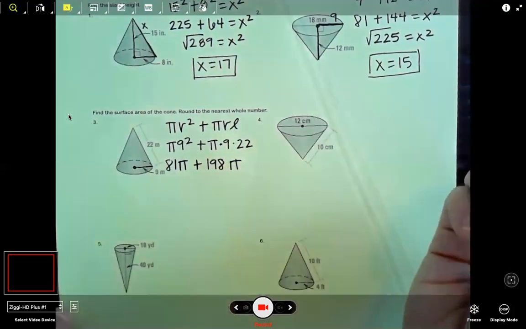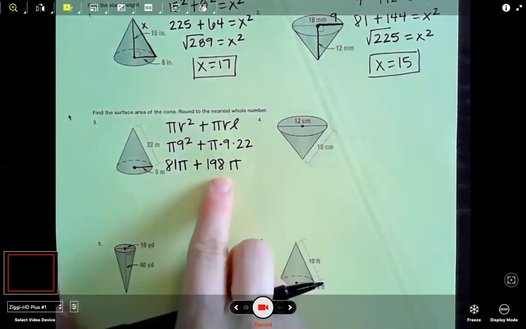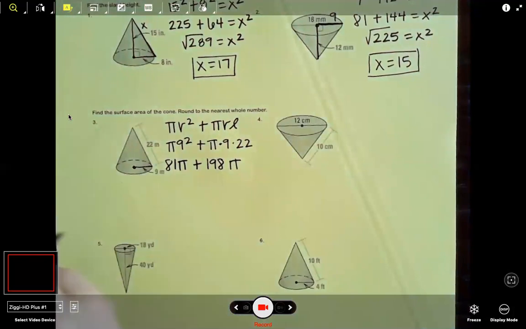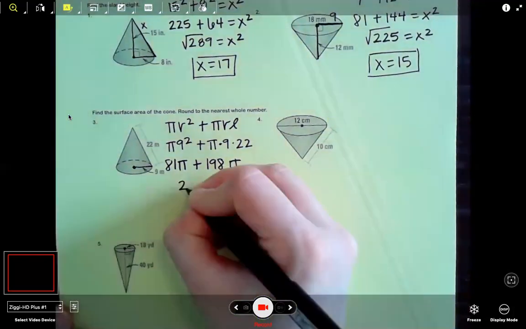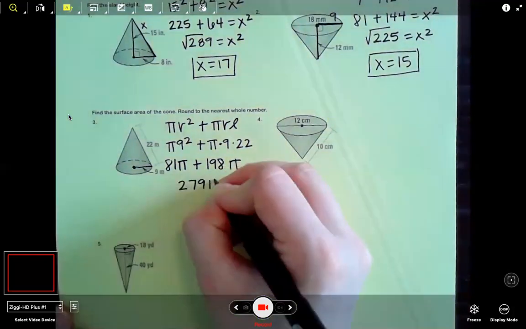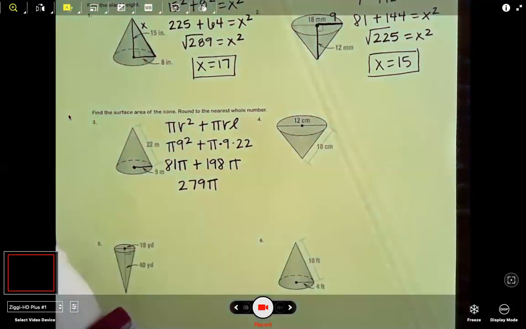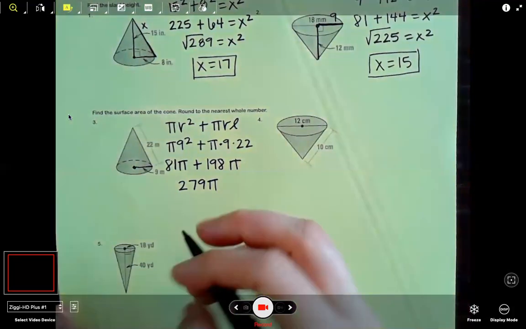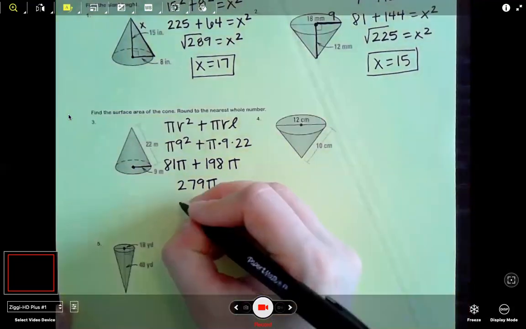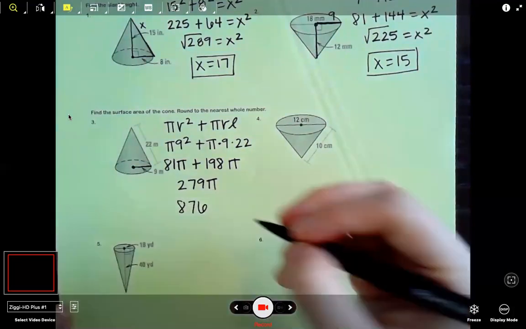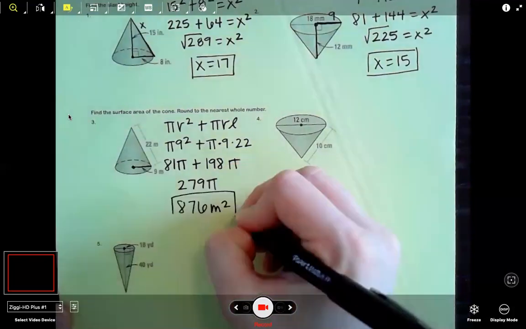Now we can add our pi's together. So 81 plus 198. 279. Yep. And now we can take 279 times 3.14. 876.06. Yep. So if we round to the nearest whole number, should we just do 876? Yeah. Okay. Meters squared.